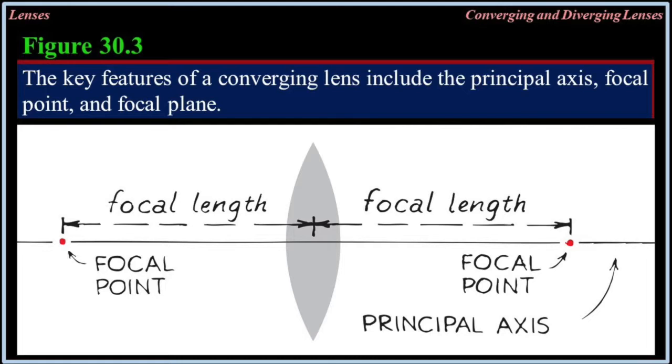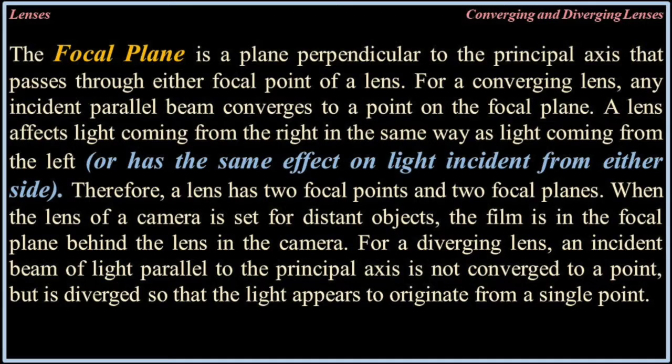The focal point for a converging lens is the point at which the beam of light parallel to the principal axis converges. 30.3, the key features of a converging lens include the principal axis, focal point, and focal plane. Study carefully. The focal plane is a plane perpendicular to the principal axis that passes through either focal point of a lens. For a converging lens, any incident parallel beam converges to a point on the focal plane.